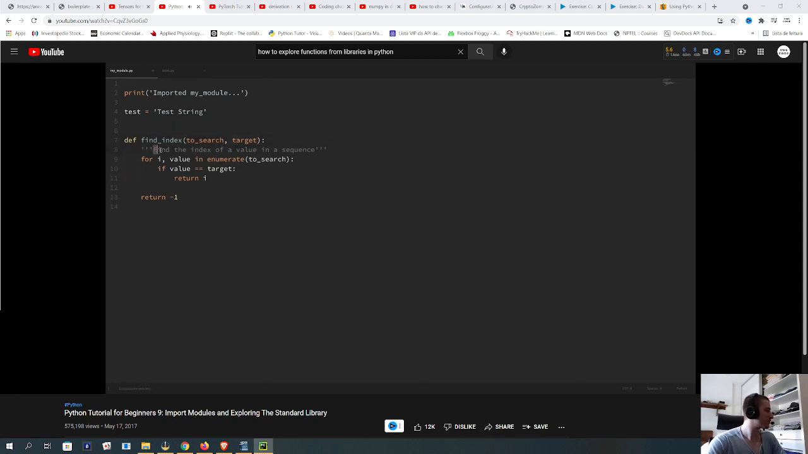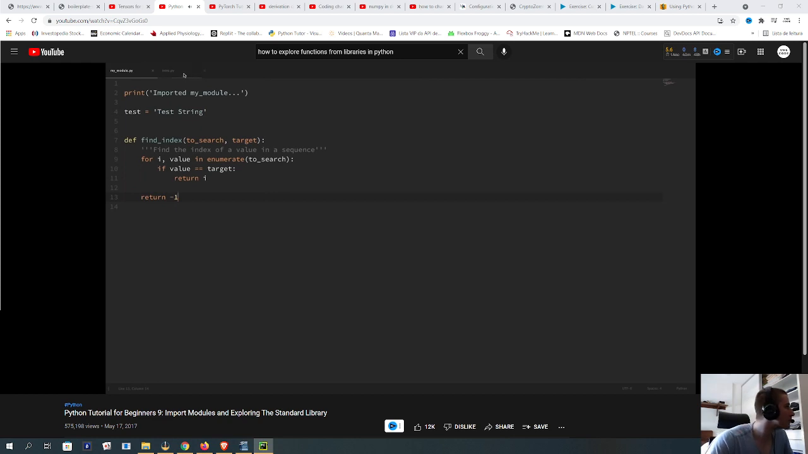And we can see that we have some documentation here that just says that this finds the index of a value in a sequence, and then it returns that index. But if it doesn't find that value, then it just returns -1. So let's say that we wrote this function and that we want to use this in other modules or scripts. So what we're going to want to do is import this.